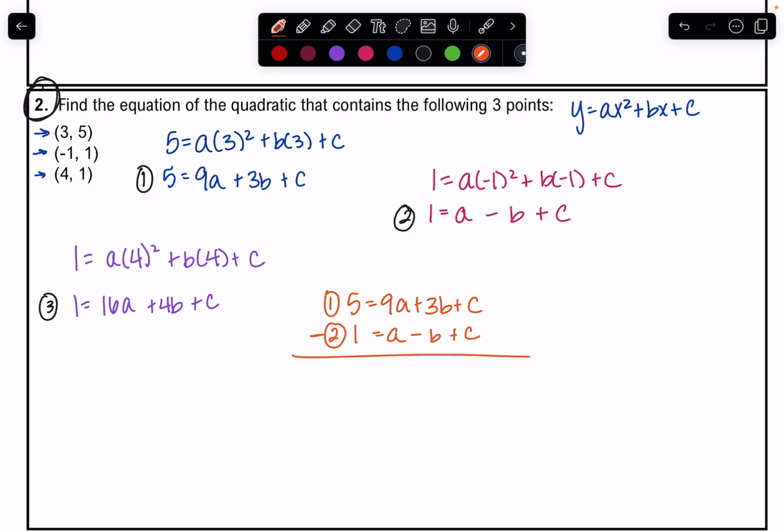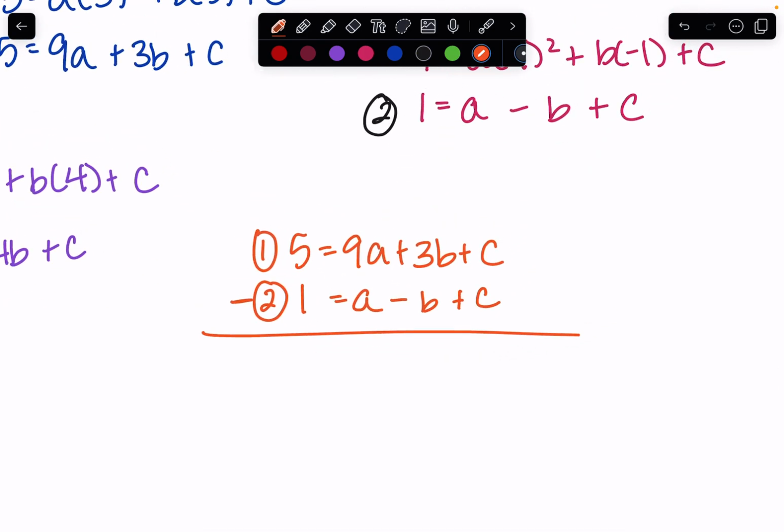So when I subtract, I just need to make sure to keep all that together. So this is going to be 5 minus 1, which is 4. 9a minus a, which is 8a. 3b minus negative b, that's really 3b plus b, which is 4b. c minus c is going to cancel. So I'm now down to this.